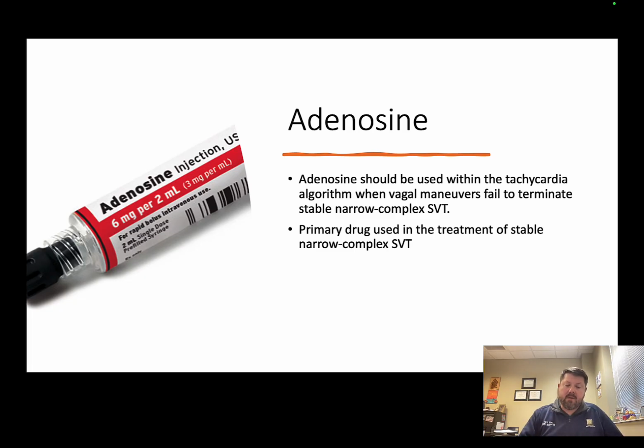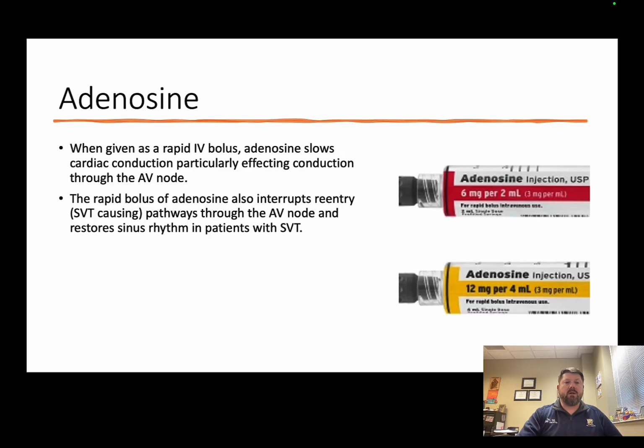Adenosine, again, is the primary drug used in the treatment of stable narrow complex SVT. When given as a rapid IV bolus, adenosine slows cardiac conduction, particularly affecting conduction through the AV node. The rapid bolus of adenosine also interrupts reentry pathways such as those with AVNRT.